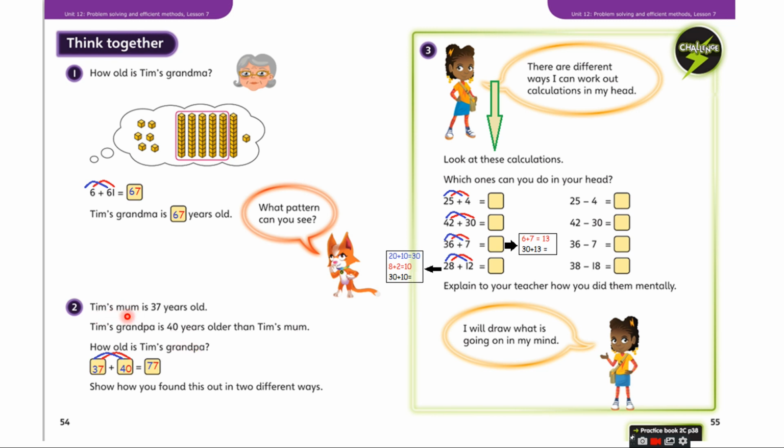They say that Tim's mom is 37 years old and his grandpa is 40 years older than Tim's mom. So I'm comparing here with his mom. If the mom is 37 and the grandpa is 40 years older than the mom, how old is Tim's grandpa? How can I find his age? By adding. I'm going to add these two numbers together. And when I add, I will use the same procedure: tens with tens, then ones with ones. 3 plus 4 equals 7. 7 plus 0 equals 7.